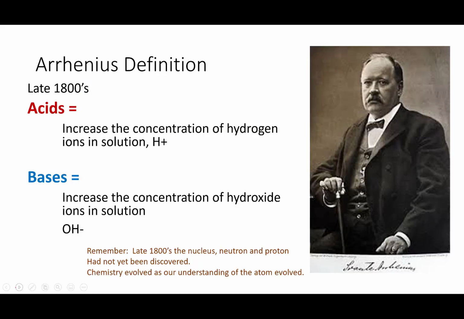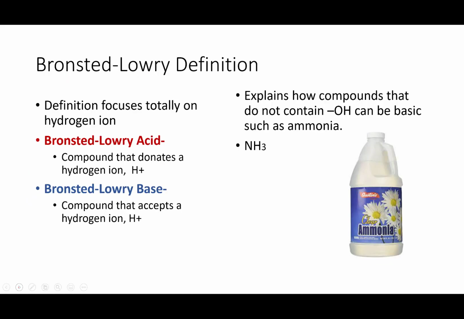And up until this point, back in the 1800s, we've been using the Svante Arrhenius definition of an acid and a base. Arrhenius said that acids increase the concentration of hydrogens, bases increase the concentrations of hydroxides. Well, you've got to understand that science is going to evolve as our understanding evolves. In the 1800s, the nucleus, the neutron, the proton had not yet been discovered. Science came a long way in the 50 years between the Arrhenius definition and the Bronsted Lowry definition. So there's always room for improvement in science.